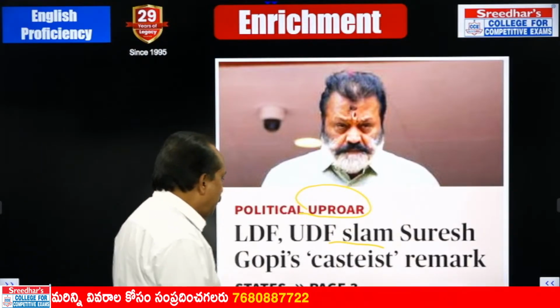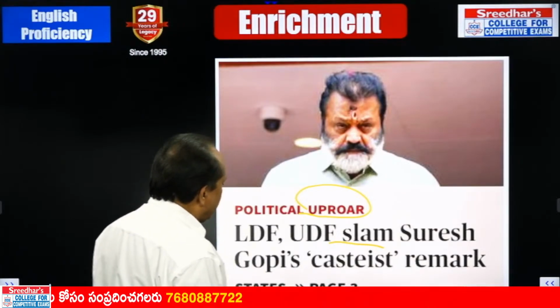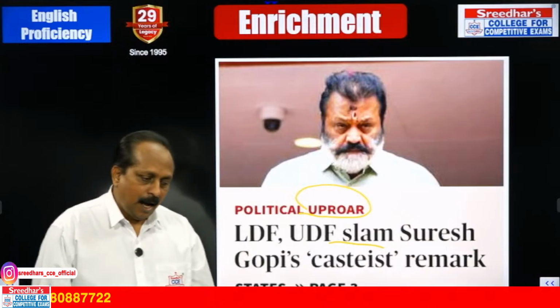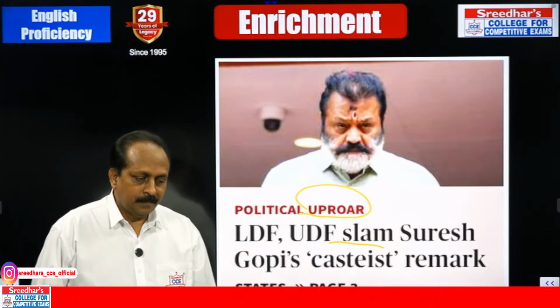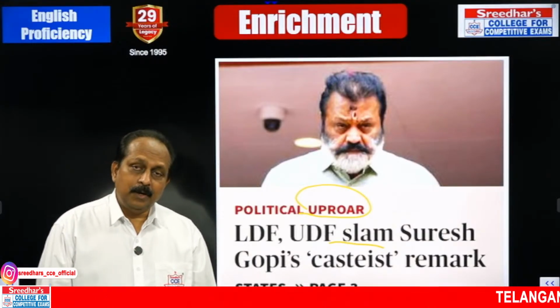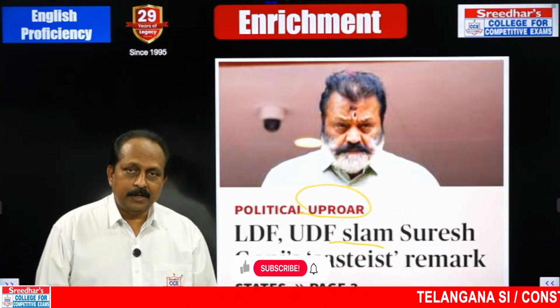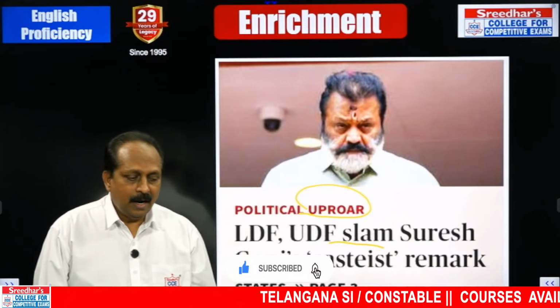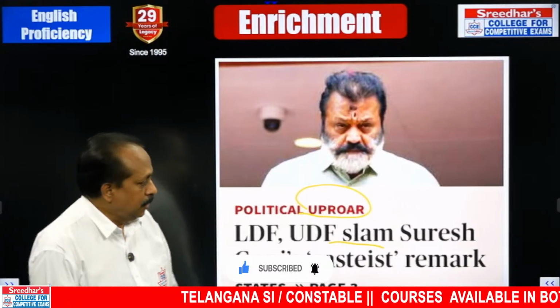Why was he slammed? Suresh Gopi's castiest remark. He made a statement regarding tribal welfare, who has to be appointed based on the caste, and based on that, an uproar, and people objected. He was slammed.